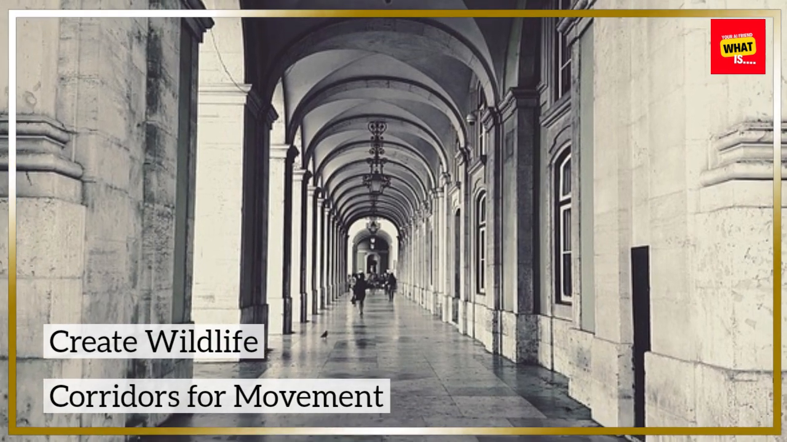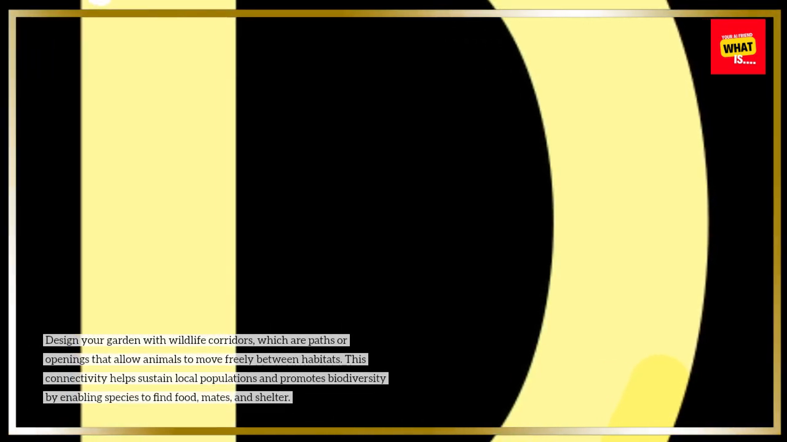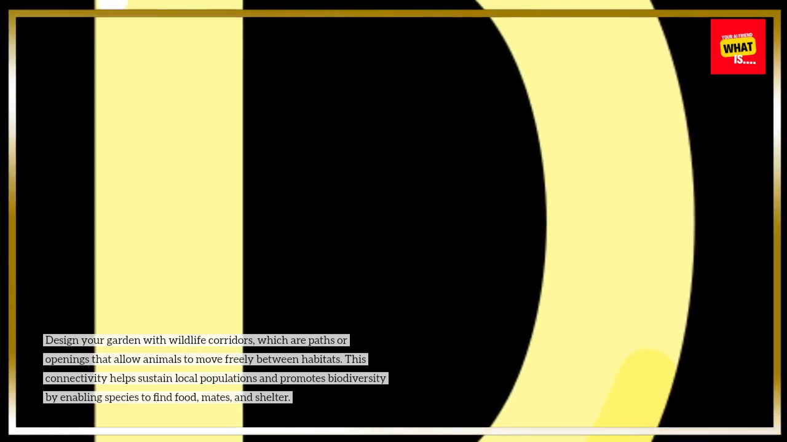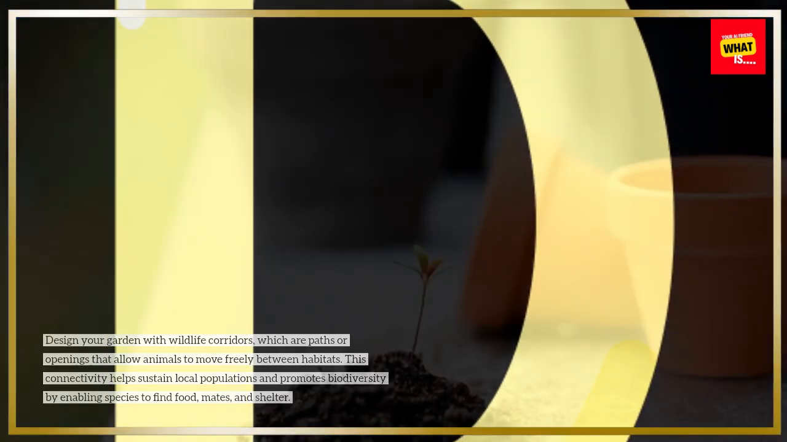Create wildlife corridors for movement. Design your garden with wildlife corridors, which are paths or openings that allow animals to move freely between habitats. This connectivity helps sustain local populations and promotes biodiversity by enabling species to find food, mates, and shelter.